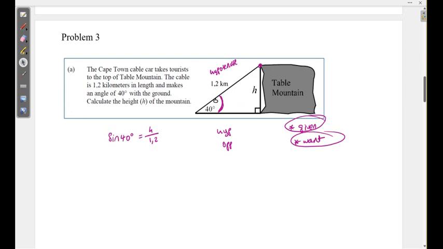And then from there you can solve for h by writing this as over 1 and cross multiplying. 1 times h will be h, and then you'll have 1,2 sine 40 degrees. And then when you put that in your calculator, 1,2 sine 40 degrees, you shall get 0.77 kilometers. So that will be the height of the mountain there. Right, I hope that is clear.